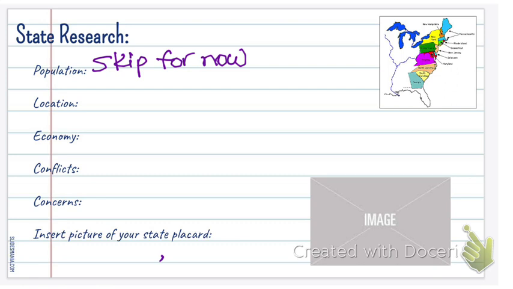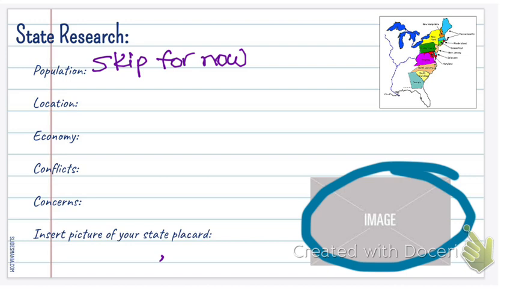The economy, it should say on your paper. What are some conflicts you're having in your state? And the concerns that your state has about the national government, or your concerns about what you need. All right? And then you're going to take a quick picture of your placard and just insert it right there so we know what state you had. It's 2:07. I'm going to give you until 2:12 to accomplish that. Okay? Go.